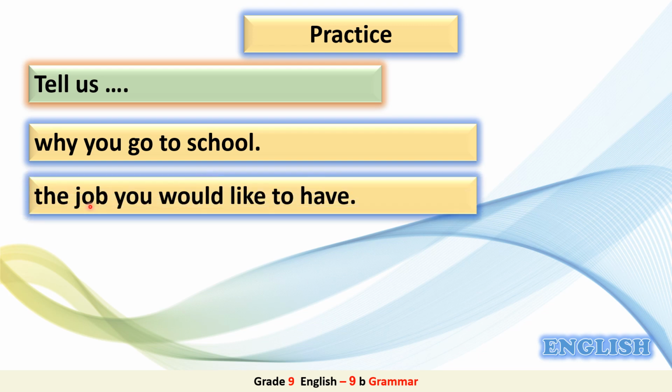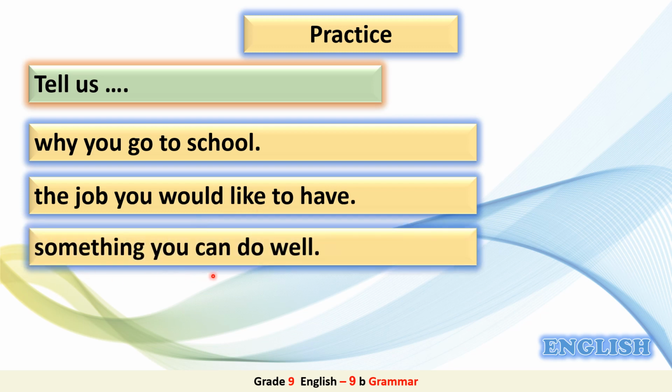Tell us the job you would like to have. Wonderful. I would like to be an engineer. So here we use full infinitive. Would like to be. Why? Because we have would like in the sentence. Tell us something you can do well. Wonderful. I can swim well. So here we use I can swim, bare infinitive. Why? Because we have the modal can.